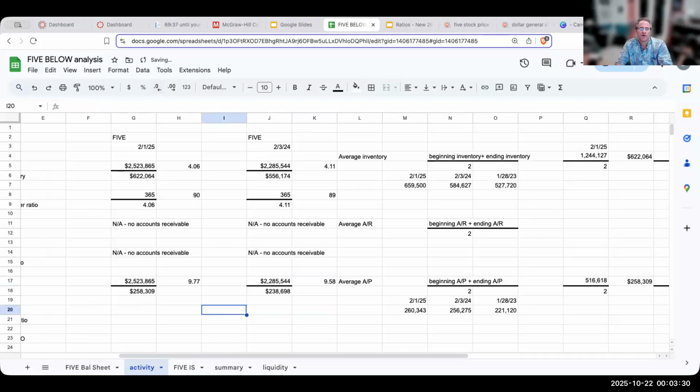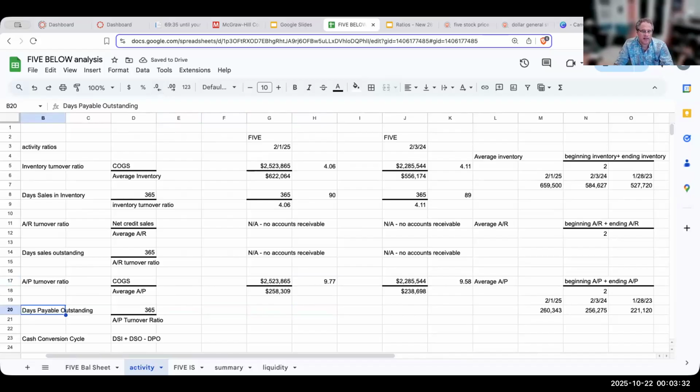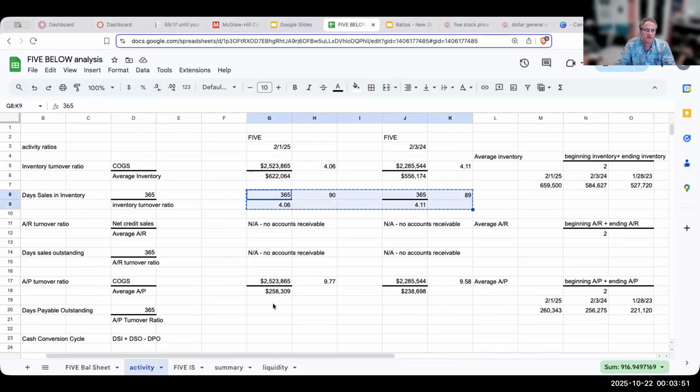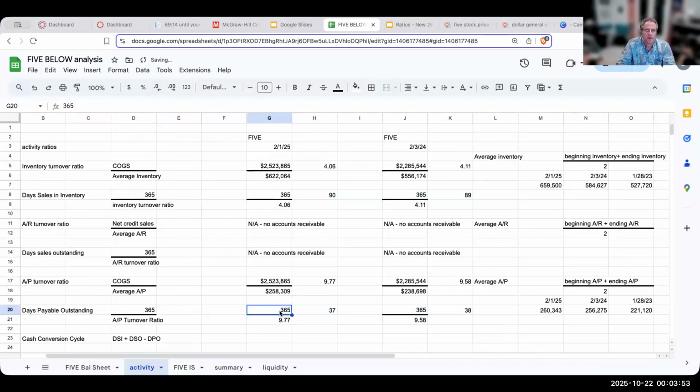But similar to our days basic, similar to our inventory turnover ratio, we see this is how long it's taking us to go through and to sell it. Well, let's put this into a number that we can better relate to, which is going to be our days payable outstanding. So this is going to be 365 divided by 9.77. This is going to be 365 divided by 9.58.